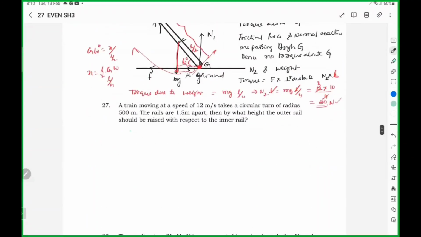Here, a train moving at a speed of 12 meters per second takes a circular turn of radius 500 meters. The rails are 1.5 meters apart. Then by what height should the outer rail be raised with respect to the inner rail?